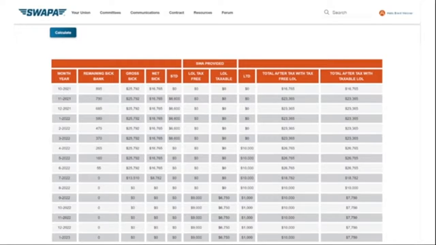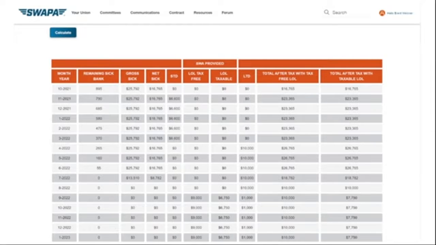Loss of license then shows me at 9,000. If I have the taxable version, it's 6,750 plus the long-term disability brings me to 10,000. So remember, my pre-disability earning in this example was 15,000. So 67% of 15,000 is $10,000. And remember, loss of license runs half your tenure. Long-term disability will carry you to 65.